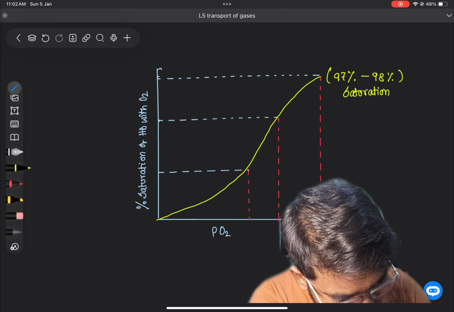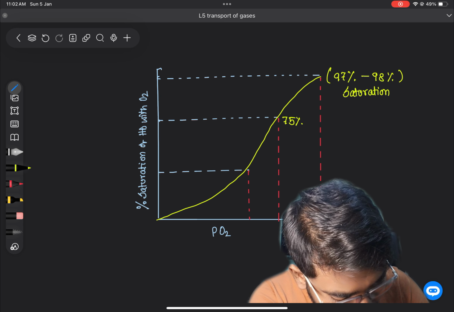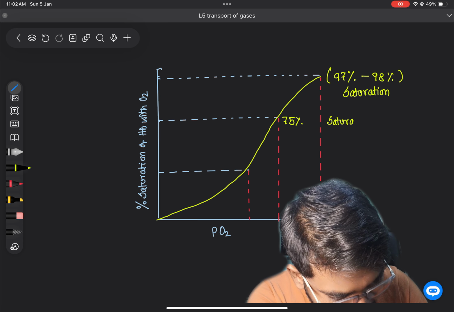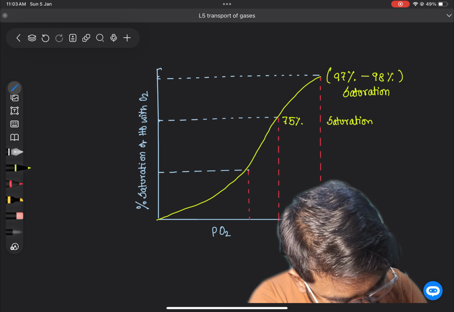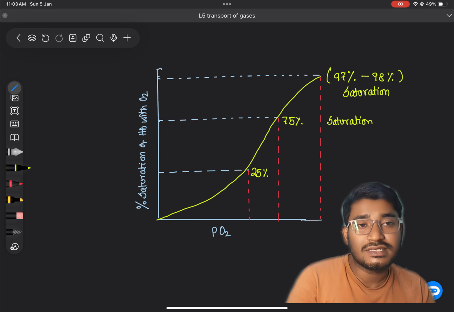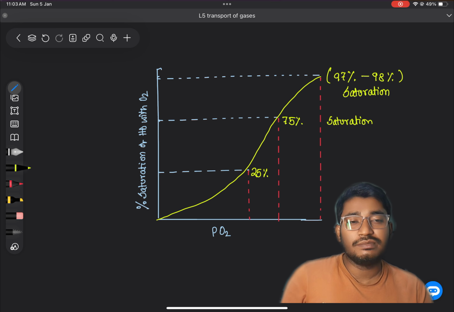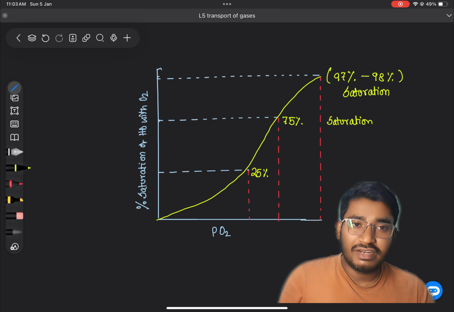Here, 75% saturation. Here, 25% saturation. When the saturation of the patient drops below 65 to 60%, we generally intubate the patient. Intubate the patient means the patient is kept under ventilation.